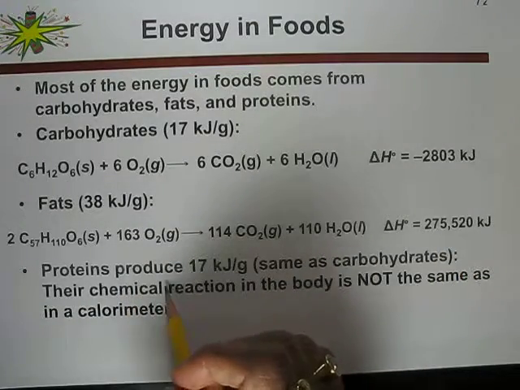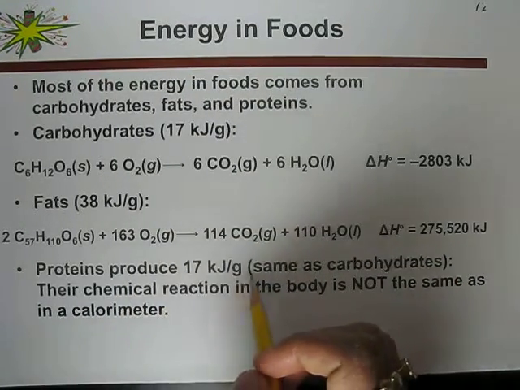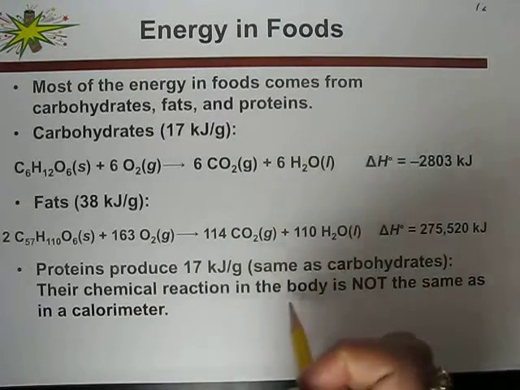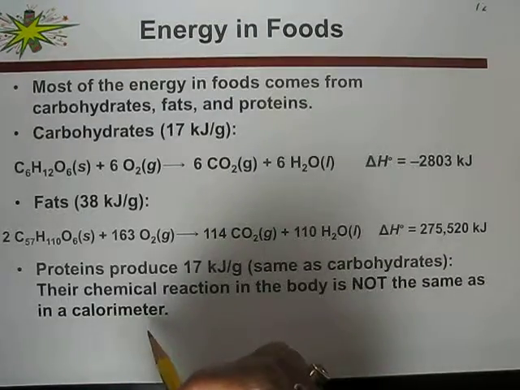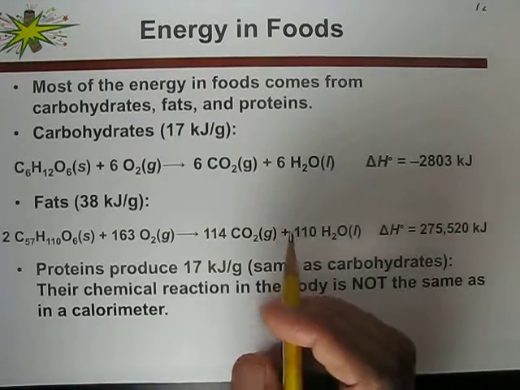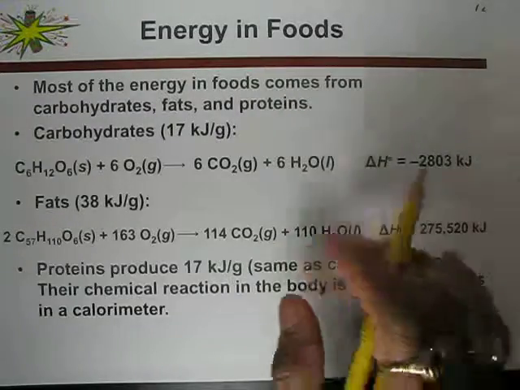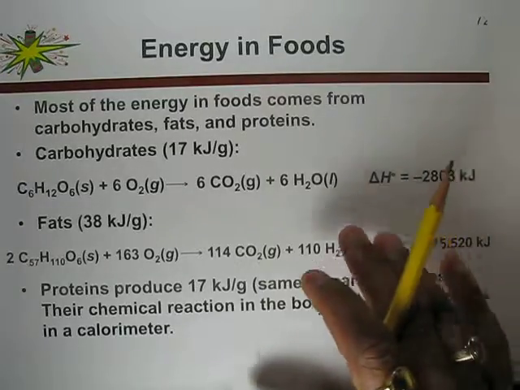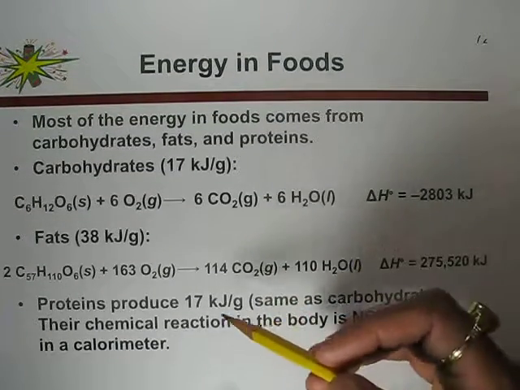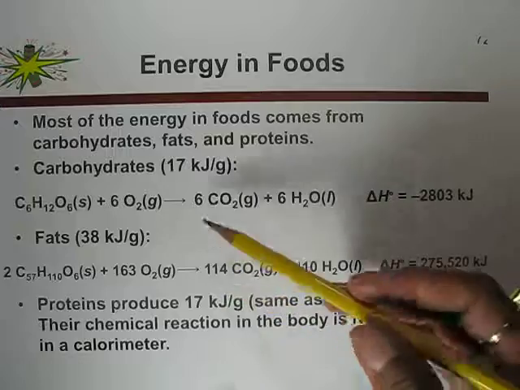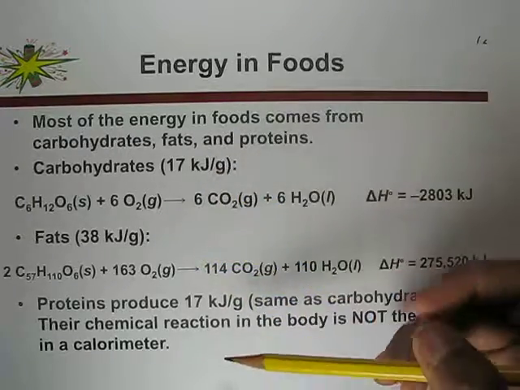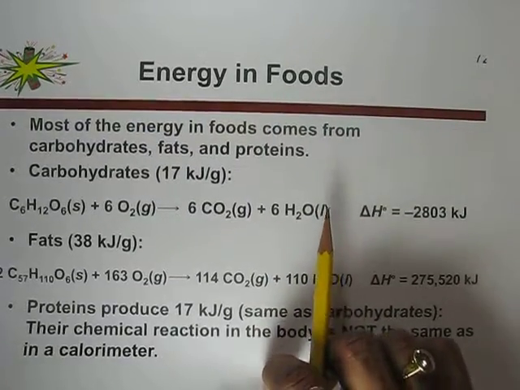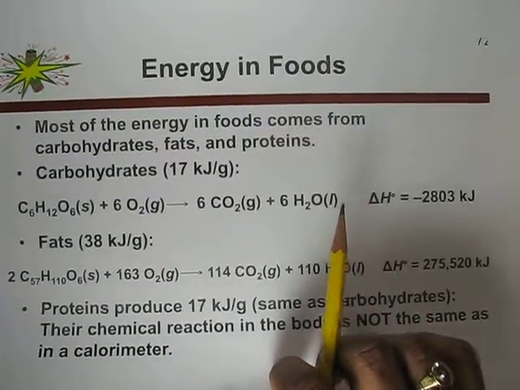So protein produces 17 kilojoules, the same as carbohydrate, and its chemical reaction in the body is not the same as in the calorimeter. So protein burns by a different route compared to carbohydrates and fats, but the energy value is almost the same as carbohydrate, while fat gives more energy and more calories.